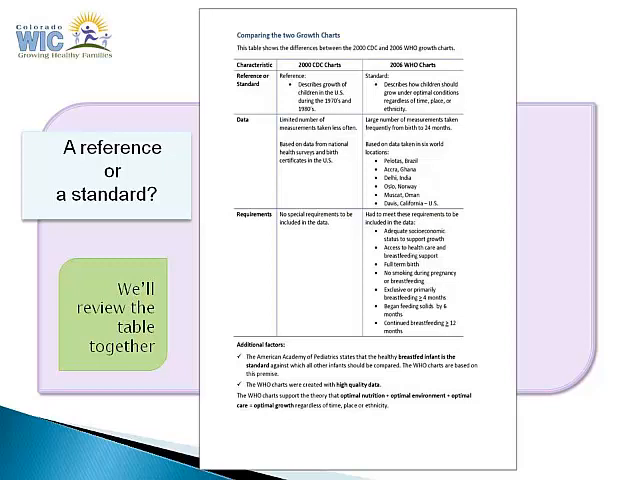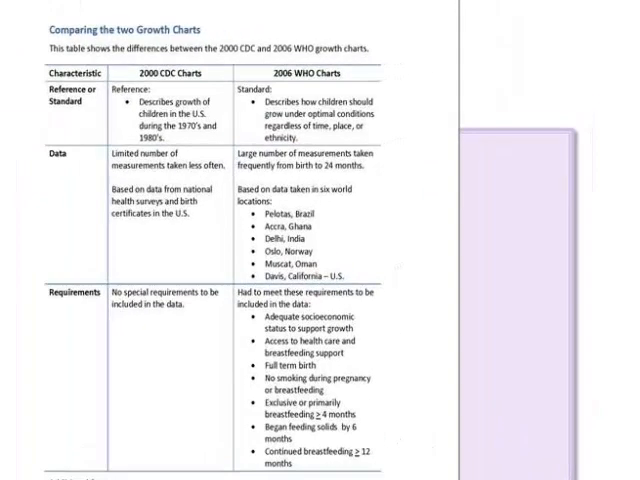Let's explore how the 2000 CDC and new WHO charts were developed. The table compares the two and helps illustrate why one is a growth reference and one is a growth standard. The column on the far left describes a characteristic, for example, how the data was collected or what requirements had to be met to be included in the data for the growth chart. The second column shows the information for the CDC charts, and the last column shows the information for the WHO charts.